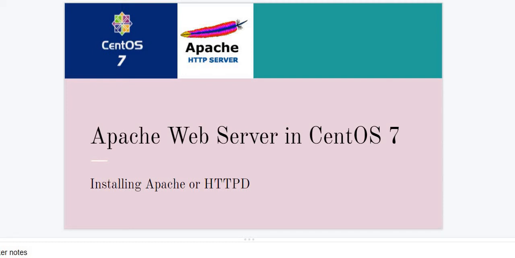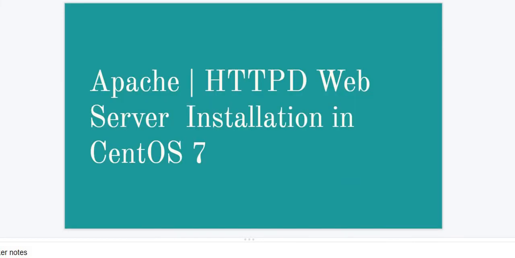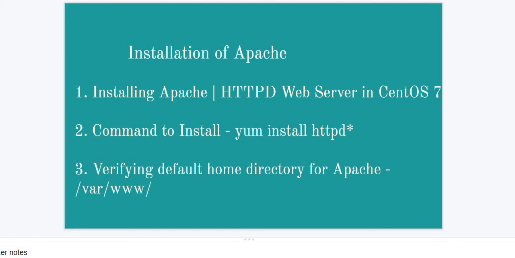So let's see how to install Apache Web Server, that is the HTTPD package, in a Linux CentOS. We are going to use a CentOS 7 Linux server. Let's see the steps that we need to follow so that we can turn a Linux server into a web server. So this is the process. First, we need to install the HTTPD package.